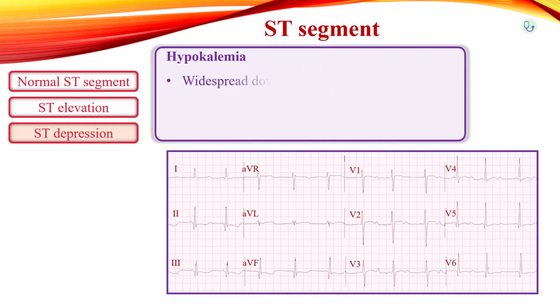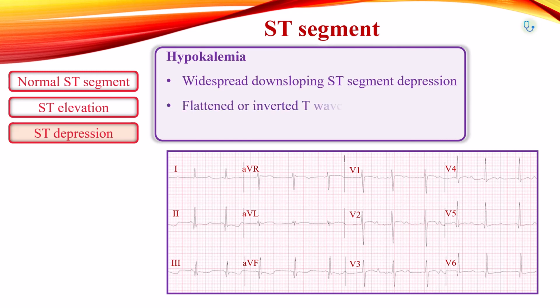Hypokalemia causes widespread downsloping ST depression with flattened or inverted T wave, prominent U waves, and a prolonged QT interval.